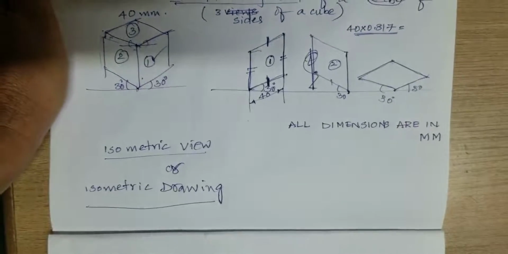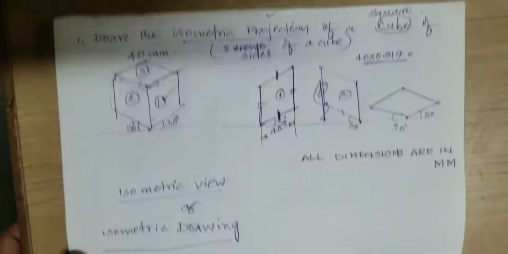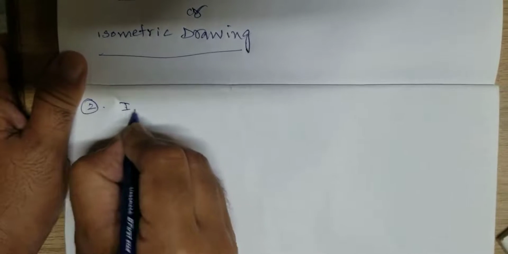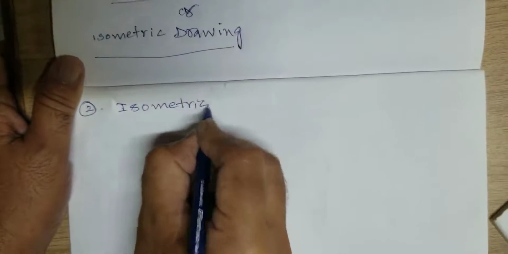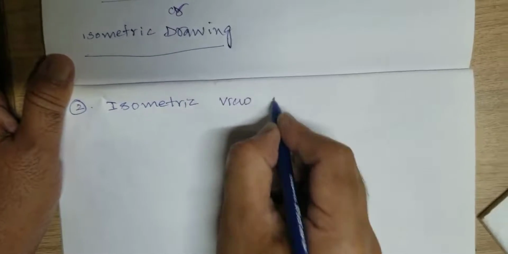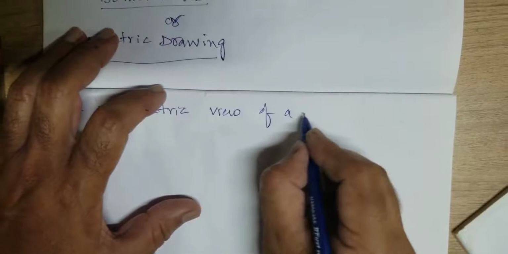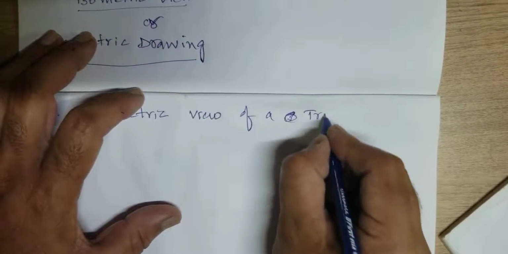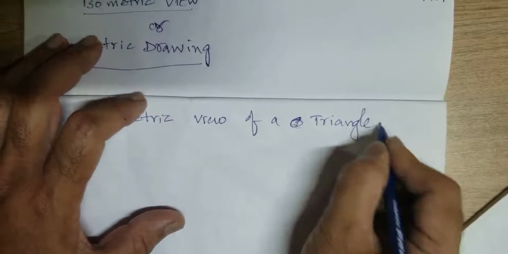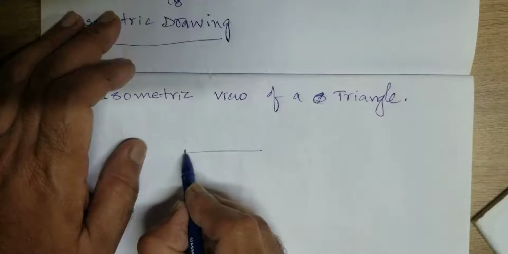Now I would like to explain one more question. It is a square now. Now I am taking isometric projection I am asking. Isometric view I am asking. Isometric view of a... No, sorry. It's over now. Triangle I will take. Some triangle. Triangle like this. Any triangle you will give in the examination.